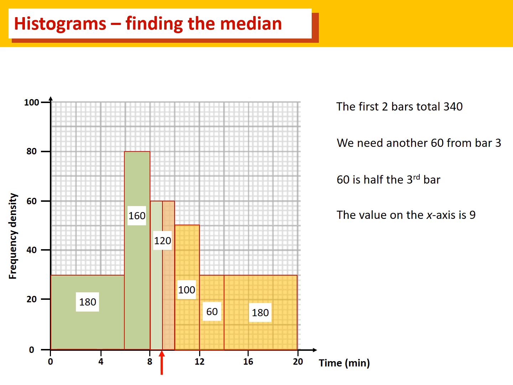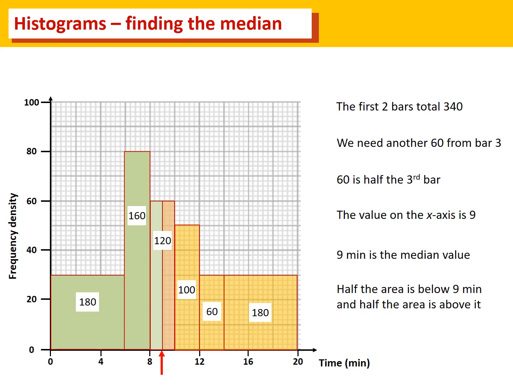Now, the width of that bar is from 8 to 10, so that arrow is pointing at 9. 9 is the median because it's the value from which below 9 you can see the green area there is 400, and above 9 the area is 402. So 9 minutes is our median value. And that's how we find the median of a histogram. It's a value on the x-axis that divides the area of the histogram into two halves.